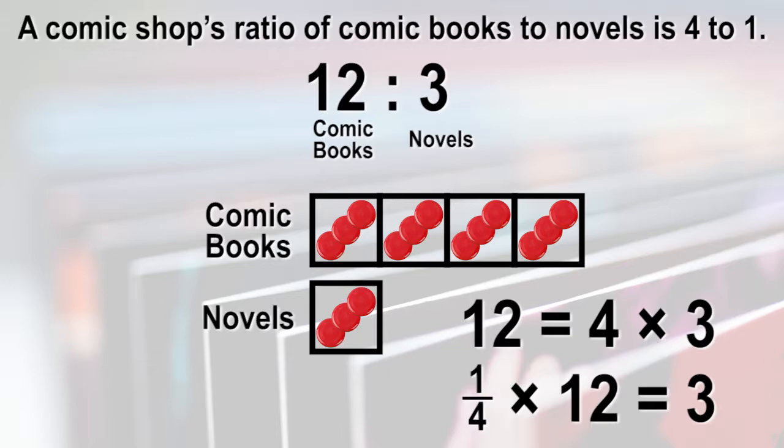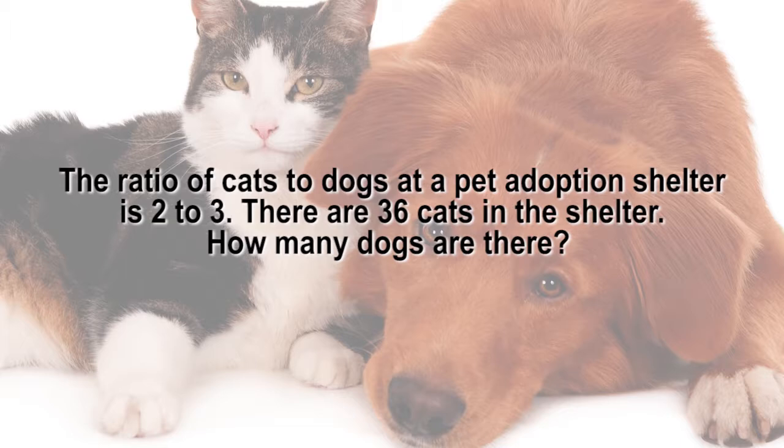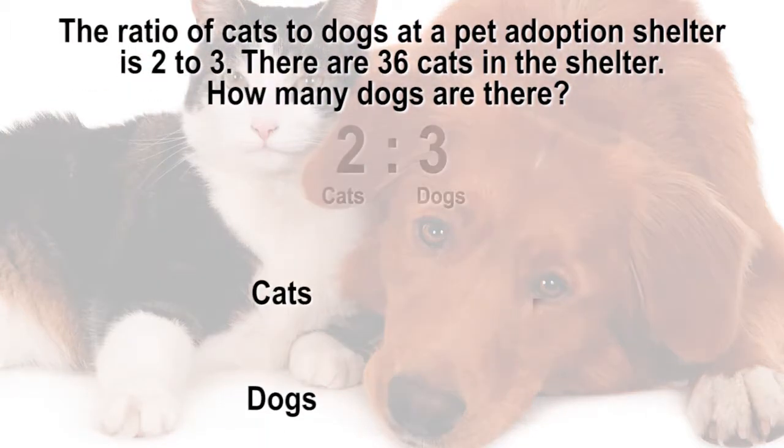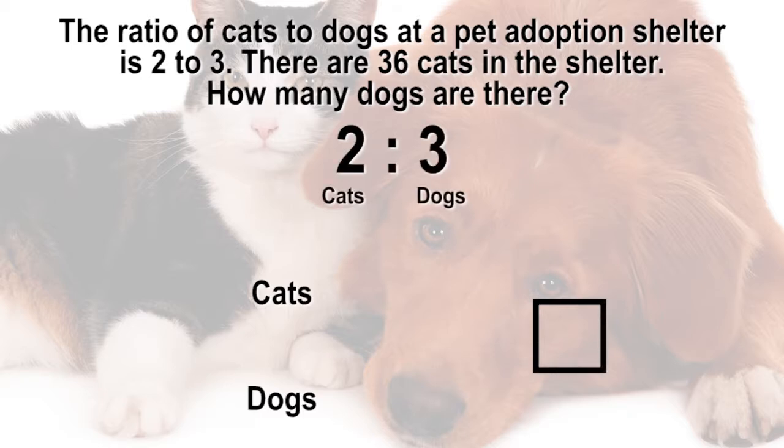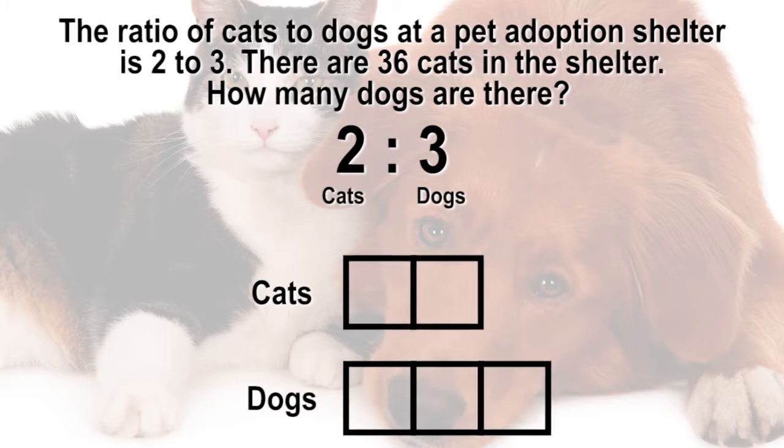Let's solve another problem using our tape diagram models. The ratio of cats to dogs at a pet adoption shelter is 2:3. There are 36 cats in the shelter. How many dogs are there? Let's create a tape diagram by drawing equal-sized boxes to represent the cats and dogs. We need 2 boxes for the cats and 3 boxes for the dogs. There are 36 cats in the shelter. Let's label 36 above our boxes for the cats, meaning both boxes represent our total of 36 cats.